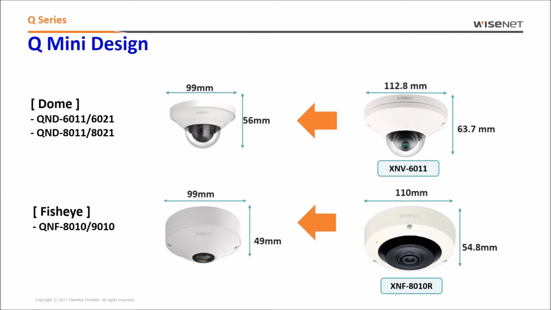When you see the size of the camera, it is only 99 millimeters, which is 3.9 inches. Actually, this is about 40% smaller than the XNV-6011, which was one of the smallest dome cameras in our lineup before. And all Q Mini dome cameras are the same size. 2 megapixel and 5 megapixel are the same. For the fisheye, it is even smaller than the dome camera. Same diameter as the dome, and the height is even smaller. You can see from the picture, you can compare with our previous model.